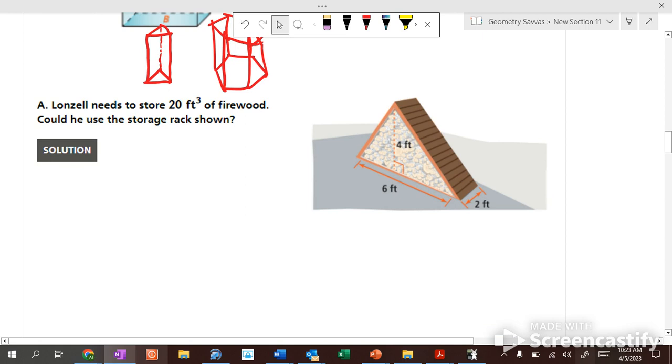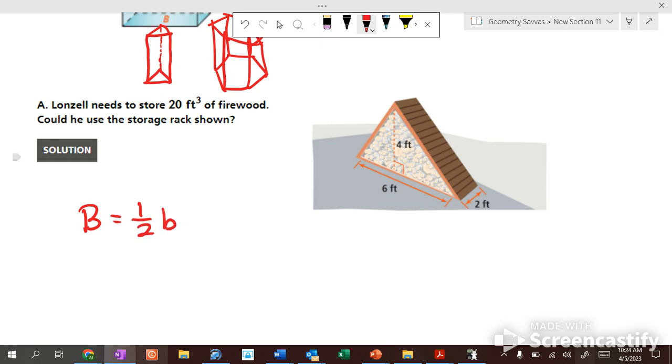Lonzel needs to store 20 cubic feet of firewood. Can he use the rack shown to store it? Is that going to be enough room in there to store 20 cubic feet of firewood? Okay. Well, let's figure that out. We got to find the area of the base. The area of the base for this is the area of a triangle. What's the area of a triangle? 1/2 the base times the height. So it's 1/2 of 6 times 4. Okay? Because this is the height of the triangle. This is the base of the triangle. 1/2 of 6 times 4 is 1/2 of 24, or 12.